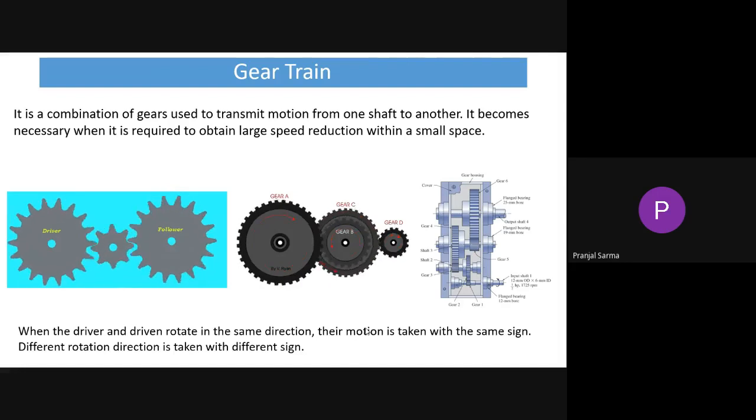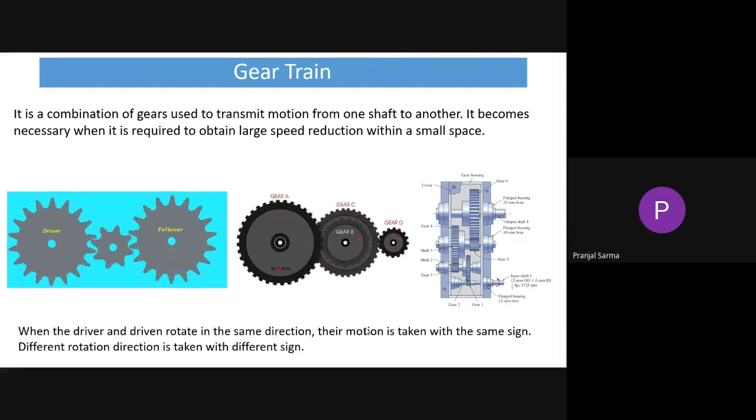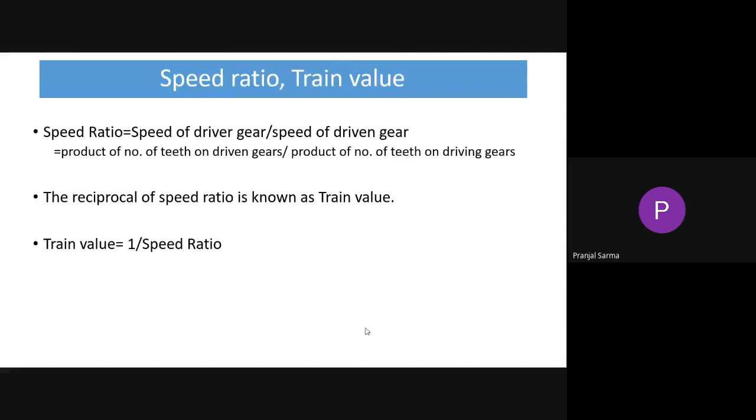Okay, and if the motion is different, suppose one is clockwise and another is anti-clockwise, the sign convention that we will use will be different. So this is easy, but the combination or the arrangement is somewhat different. Now there will be some words just like the velocity ratio we have used in the case of our normal gear drive.